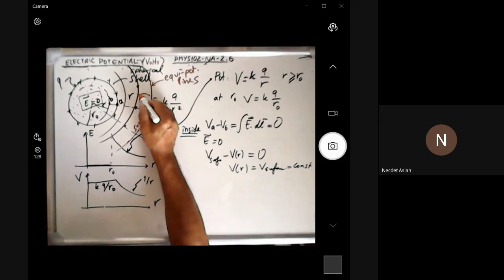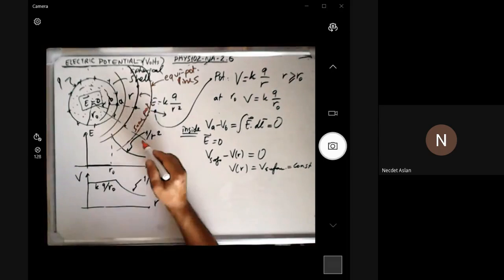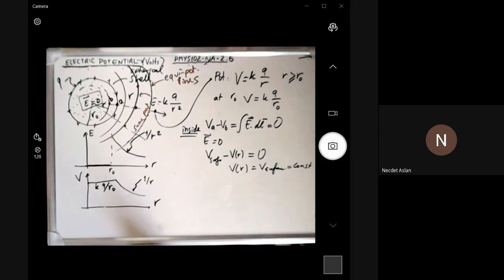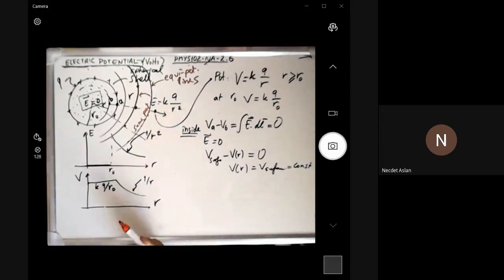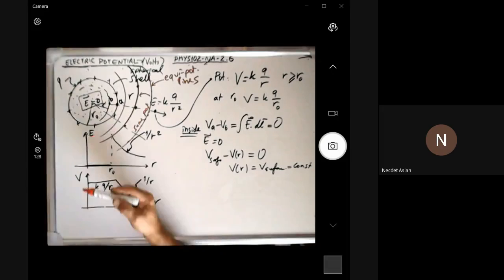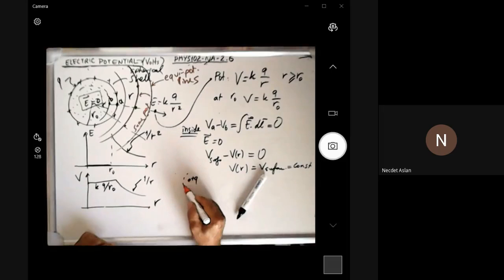But if you go from one line to another, then the potential changes. You go to another equipotential line and the potential changes. Of course, the potential will reduce if you go away from the charge distribution. If it is a point charge, again the same scenario. The equipotential lines will be totally spherical, like the spherical shell.